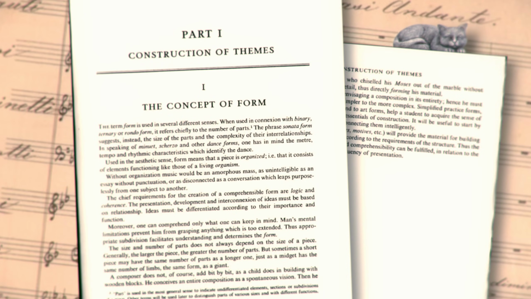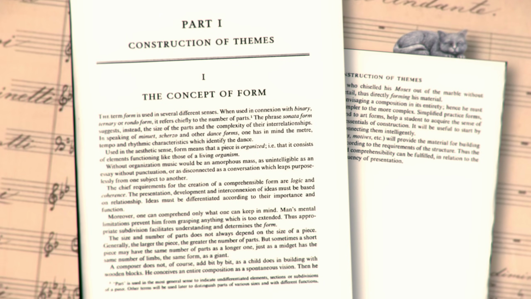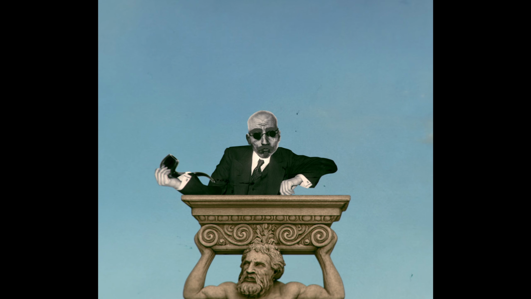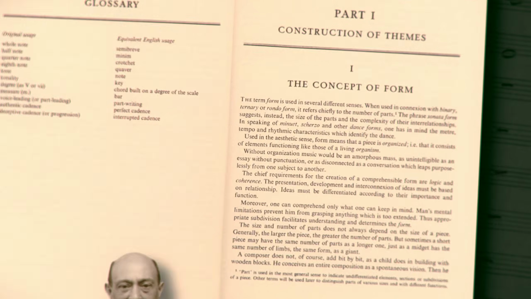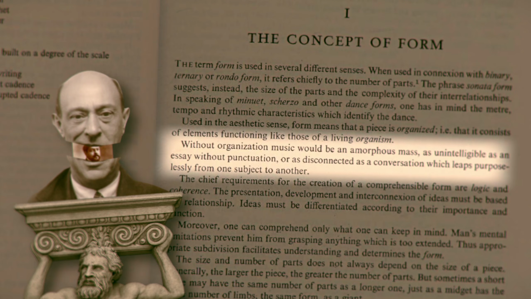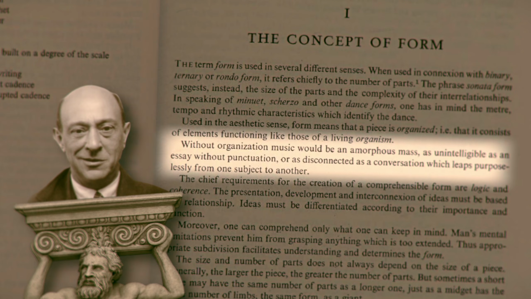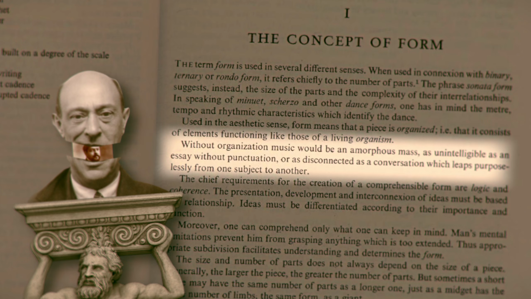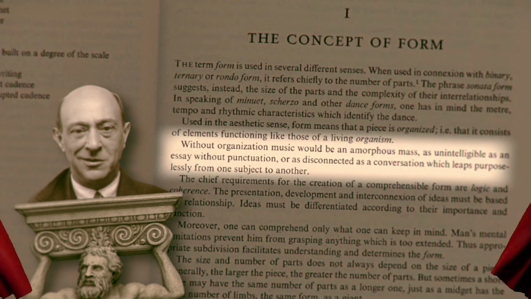Chapter 1. The first chapter spans barely a page and a half, in which Schoenberg explains why music needs form at all. Without organization, music would be an amorphous mess, as unintelligible as an essay without punctuation, or as disconnected as a conversation which leaps purposely from one subject to another.